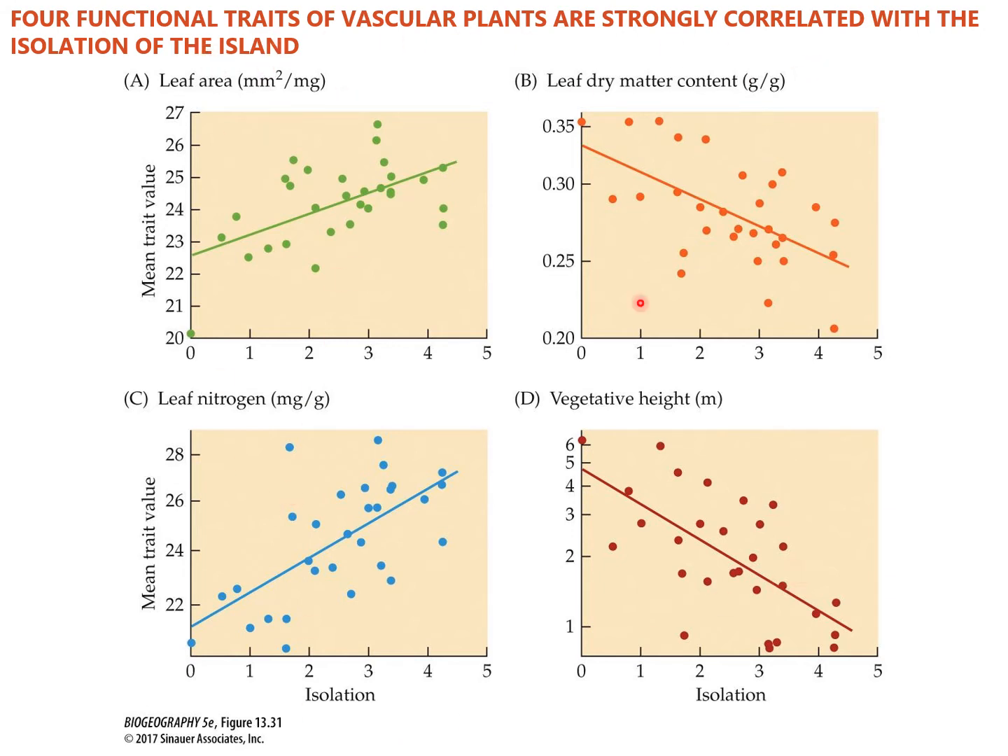So all these figures have isolation on the x-axis, and we're looking at different things on our y-axis. So this is leaf area. Leaf area tends to increase with the isolation of the island. The amount of leaf dry matter tends to decrease with the isolation. Leaf nitrogen tends to increase, and vegetative height tends to decrease.